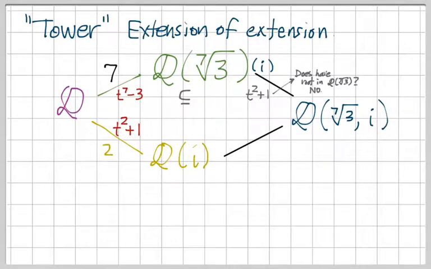Of what is it a subfield? Yeah. It's a subfield of the reals, and i is not real, which is why we know this doesn't have a root in Q adjoin the 7th root of 3. And therefore, t squared plus 1 is irreducible. And therefore, this is an extension of what degree?